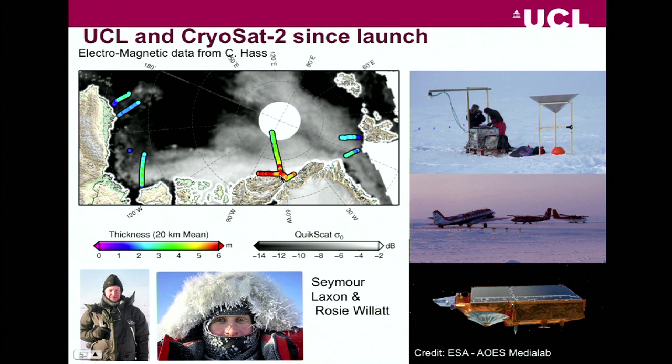So you can see here it's thicker nearer the coast. This is Greenland, this is the Canadian archipelago. And as you fly out, it gets a bit thinner. And what we wanted to do is sample that gradient in thickness.